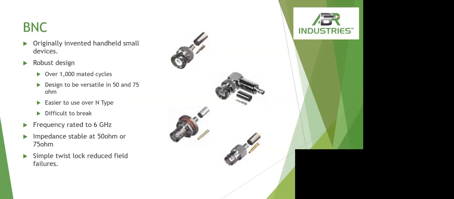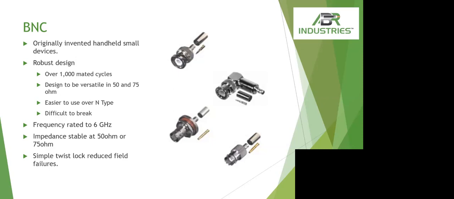Now onto the BNCs. Originally designed for small handheld devices, mostly test equipment at the time, a very robust design because when you're testing, you're taking something on, taking it off, taking it on, going on to the next piece, and so on and so forth. The important thing with BNCs is they're versatile. They could be made in 50 ohm or 75 ohm designs. They're a lot easier to use than threading on and off versus an N-type, and they're very difficult to break because the head has a spring finger design.